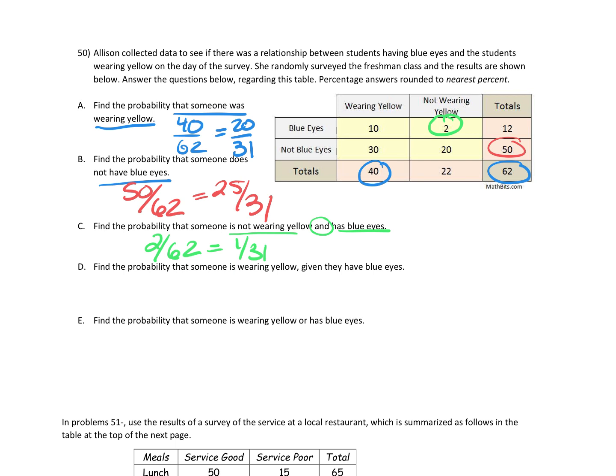And then probability that someone is wearing yellow given they have blue eyes. So that means my total is out of the total blue eyes, which is 12. So they're wearing yellow given they have blue eyes. So 10 out of 12 or 5 out of 6.